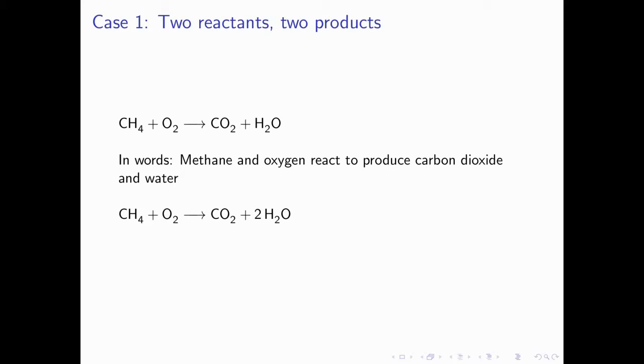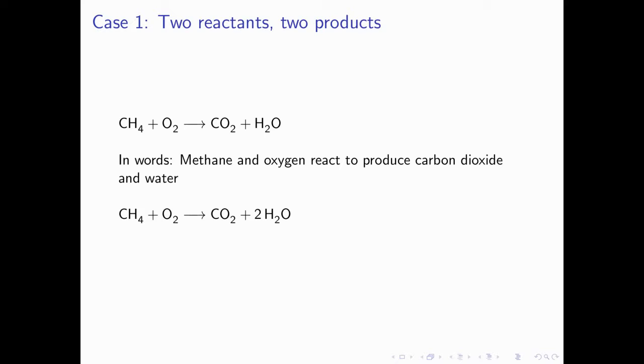Methane and oxygen react to produce carbon dioxide and water. We are given the unbalanced equation representing this process. As our first step, we count the atoms on the left. Let's start with carbon. We have one carbon atom on the left and one carbon atom on the right. Everything is okay there. Let's move on to hydrogen. There are 4 hydrogen atoms on the left and only 2 on the right. So let's add a coefficient of 2 to the water molecule to make 4 hydrogen atoms on both sides.